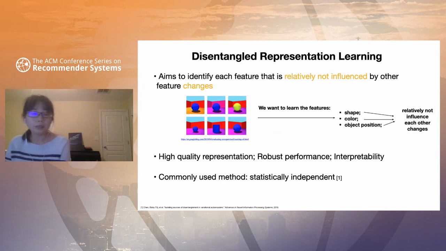First, a little bit of introduction about disentangled representation learning. It aims to identify features that are relatively not influenced by the other feature changes. For example, here are some images, and we want to learn the object shape, color, and position features that are relatively not influenced by the other feature changes, like the change of the object shape does not influence the object color. Disentangled representation learning has shown robust performance and high interpretability in many areas, especially in computer vision. And one commonly used strategy to learn the disentangled features is based on statistical independence.